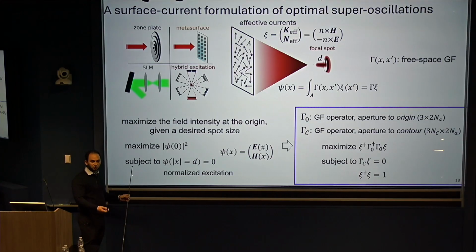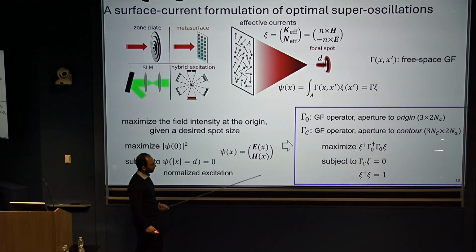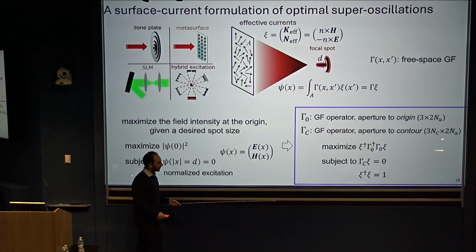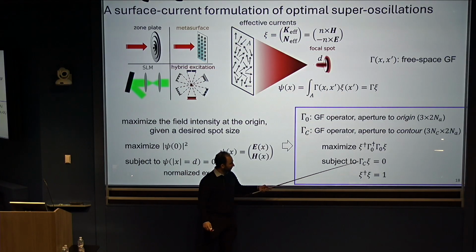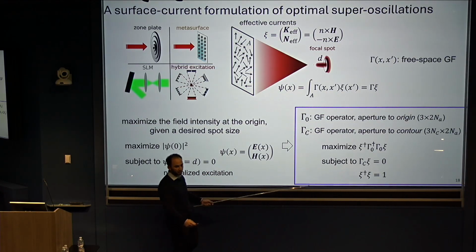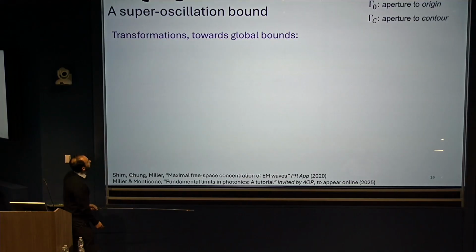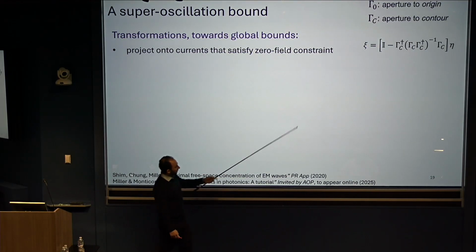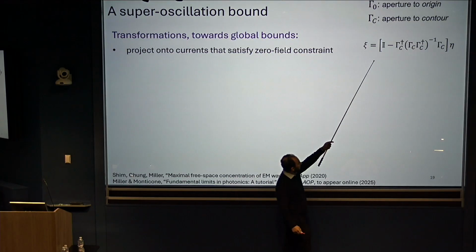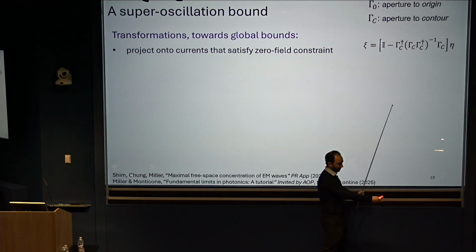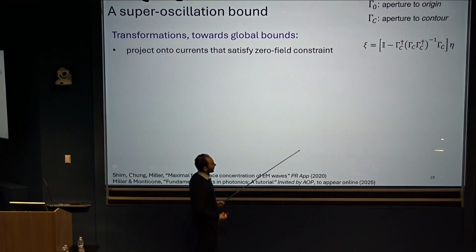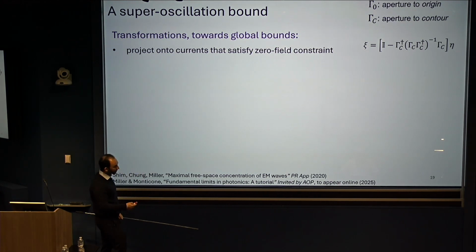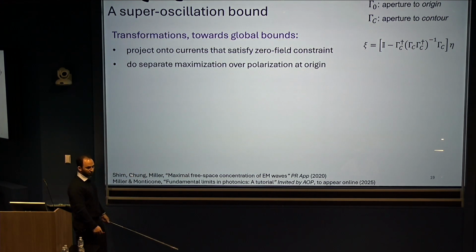This is where the projection trick is very useful. If I need the fields on the contour to be 0, I can just take my currents and project out of any currents that produce non-zero fields on the contour. And so the first trick you can do is take that projection matrix, subtract it from the identity. This is now the projector out of any currents that produce fields on the ring. Then I can remove that constraint. It just looks like a normal Rayleigh quotient problem.